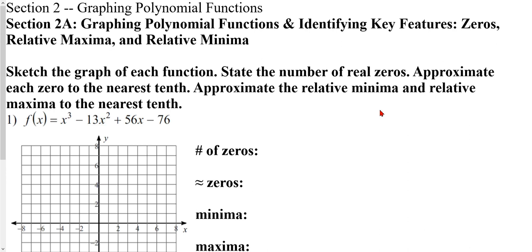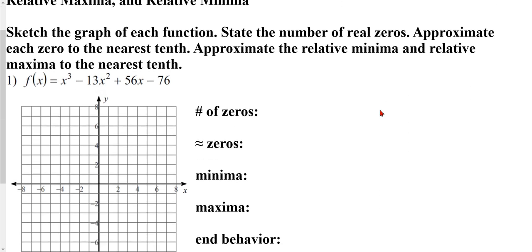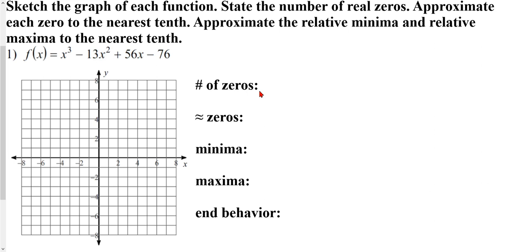We're going to go ahead and do some graphing, and then we're going to look at the number of zeros that show up, approximate the zeros to the nearest tenth, and approximate any relative or extreme maxima and minima. And then we're going to go ahead and graph this.